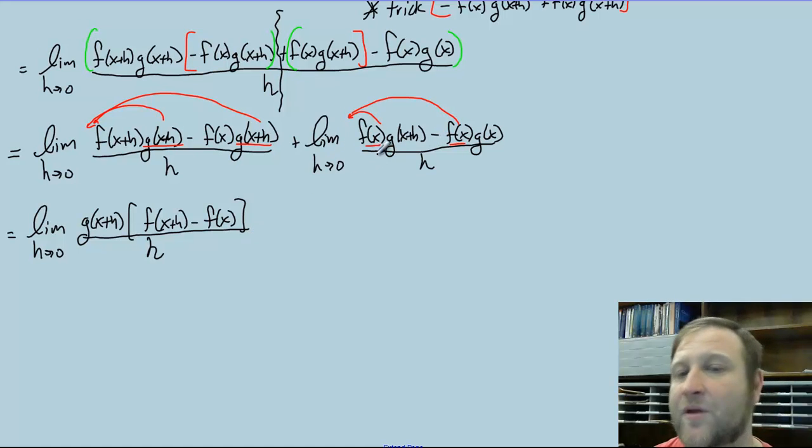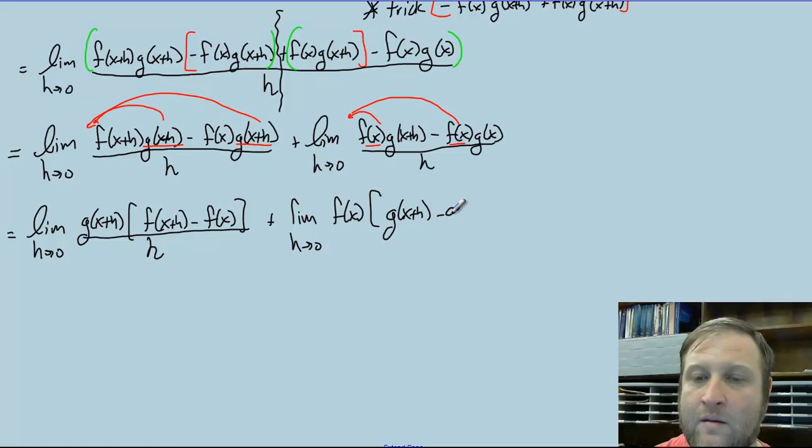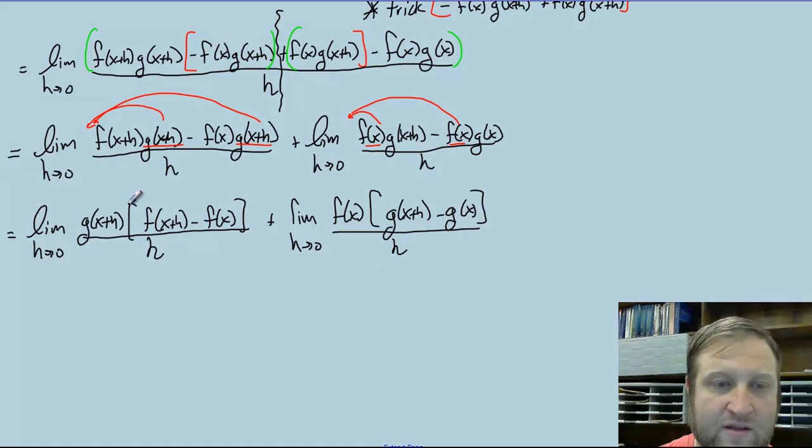Noticing over here we can pull out our functional value of x. So I'm going to pull out f of x. Oh, I still have to have my limit. Sorry, I forgot my limit. As h approaches 0, I will have f of x, and this will now be times g of x plus h minus g of x, and this all will be all over h. So hopefully we can see here that this is something special and this is something special.